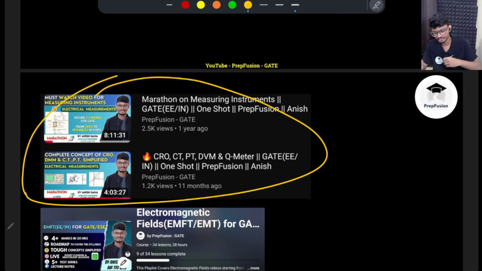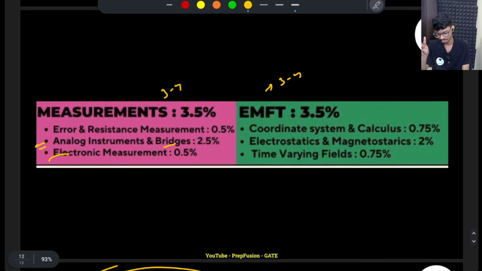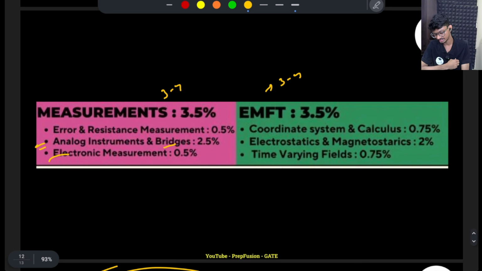So if you just follow these two videos, you are mostly good to go. You are securing at least 2 marks. The remaining 2 marks they can ask from these topics: error, resistance measurement, then bridges, right?